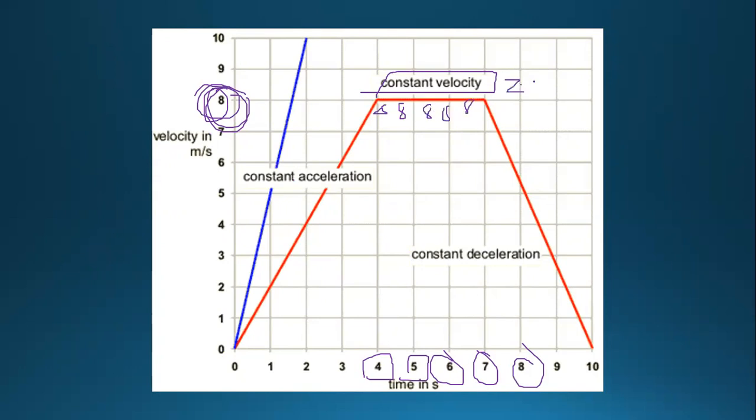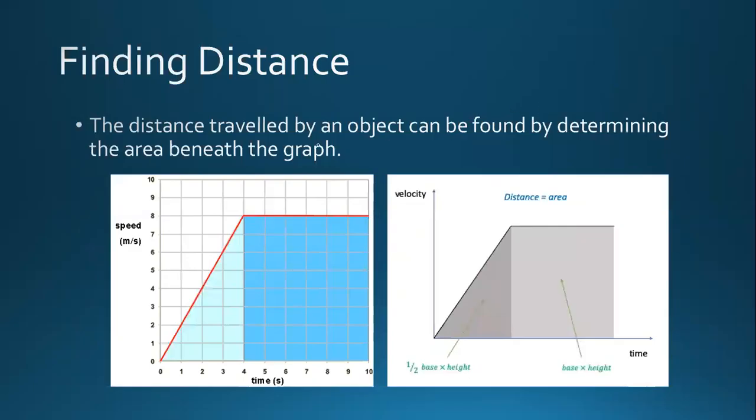Constant velocity का क्या मतलब है? The object is not changing speed. And when nothing changes speed, that means it is showing zero acceleration. Finding the distance. The distance traveled by an object can be found by determining the area beneath the graph. तो ये हमारे पास distance clear होता है.